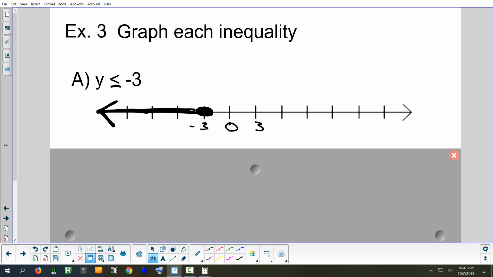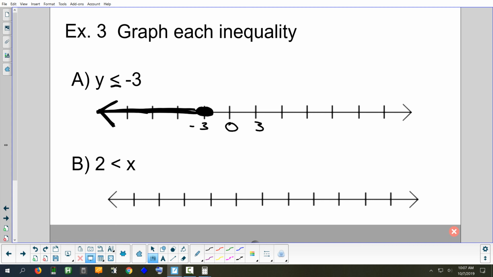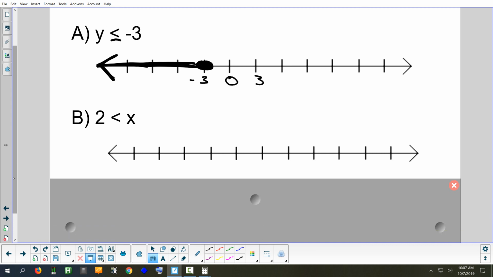Any question on that? Okay. So just make sure you decide the two things: what kind of circle, and which way to shade. Let's look at this one. Is that one set up the way we want it?